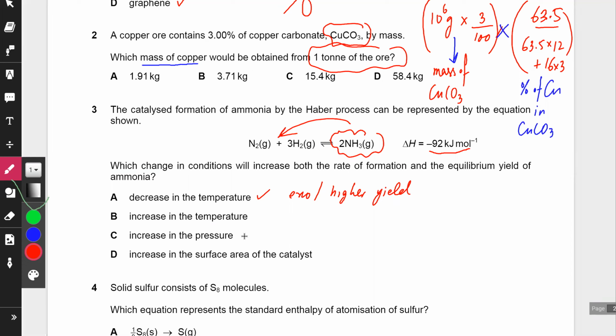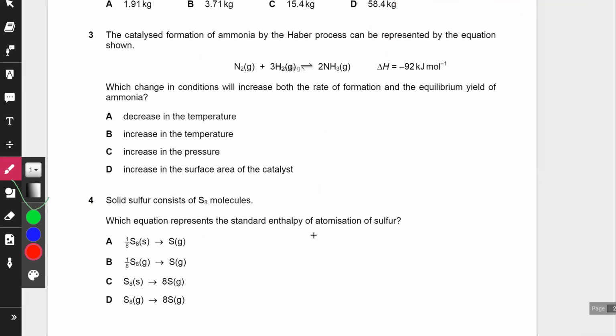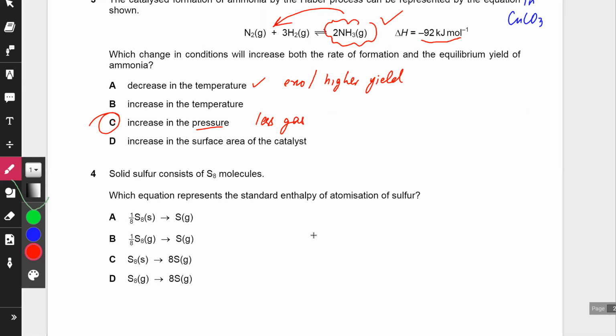Which side would be favored? Yes, exactly. Right side, less gas moles. That's the right side, less gas moles side, because there are 2 moles, and over here there are 4 moles. So the yield would be higher, and whenever you increase pressure, the rate also is higher. So the reaction would be faster. Okay? Is this clear? That's the next one.